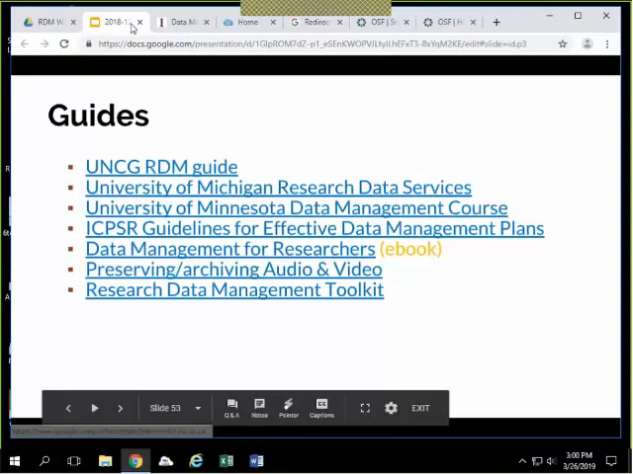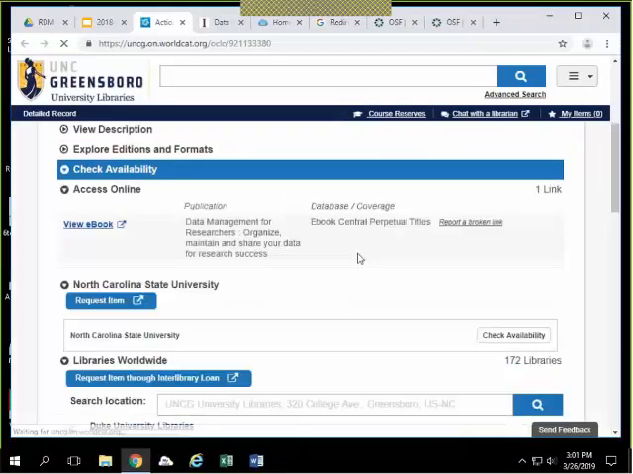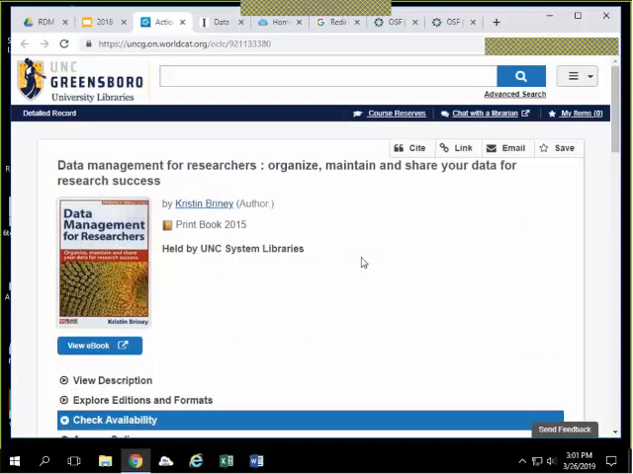One of the things I always tell people about, because I think this is a great book, is Data Management for Researchers, a relatively recent book on this issue. It's written by Kristen Briney, a librarian who I think was an oceanographer, I can't remember exactly, but she was a scientist who became a librarian, and this is an amazingly helpful book. It's also a decent read. I read it in one summer.